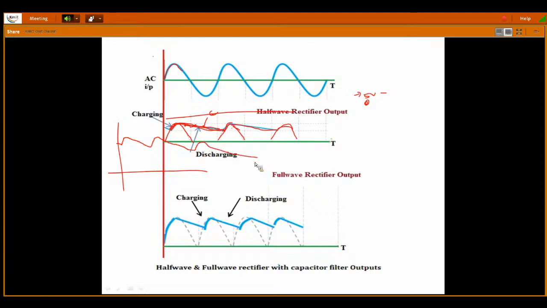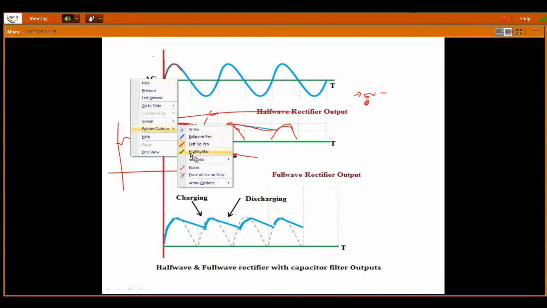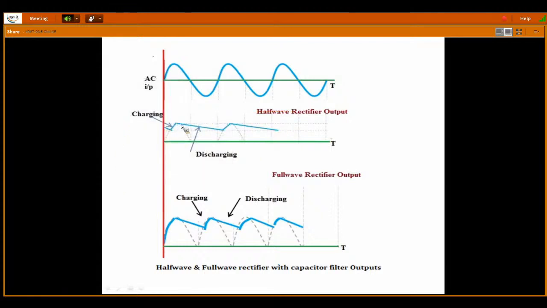Now what about the full wave rectifier? See, in the full wave rectifier you can observe one small thing. See how much time it is in the discharging state. In the half wave case, it is in the discharge state for half of the cycle. But in this case, that is not the half cycle. Initially the capacitor charges up to this path. The output I am showing is the capacitor output, not the filter output. See how the charging and discharging takes place; that is what it is showing.